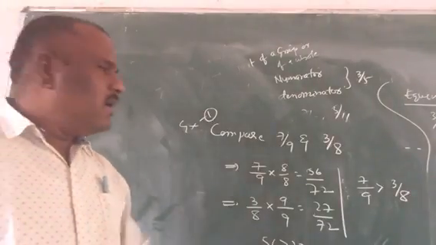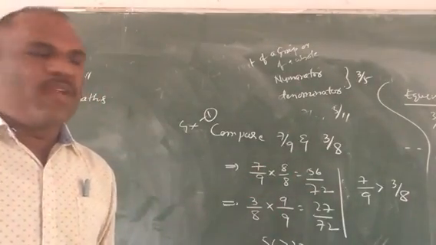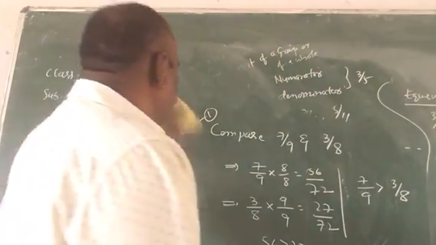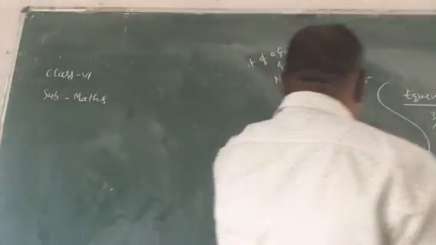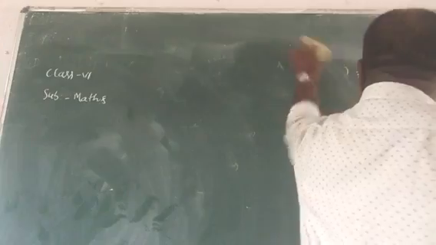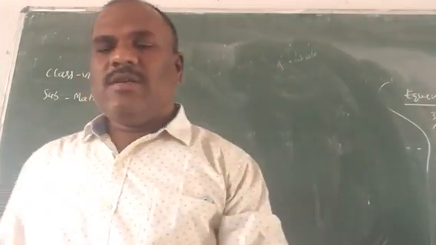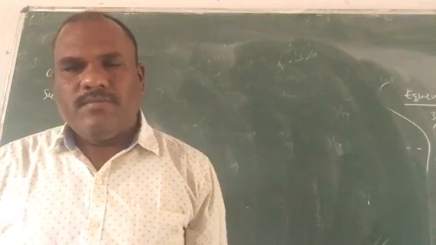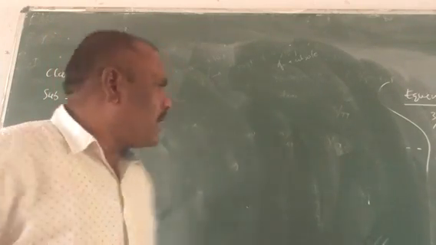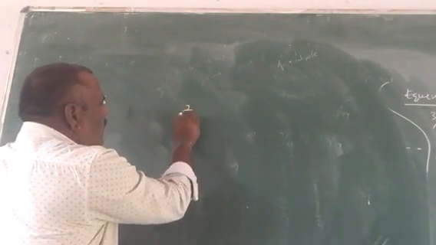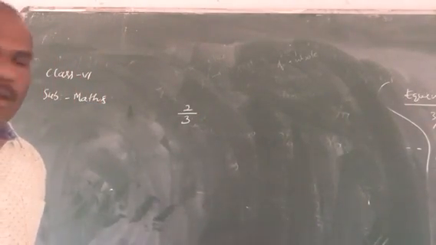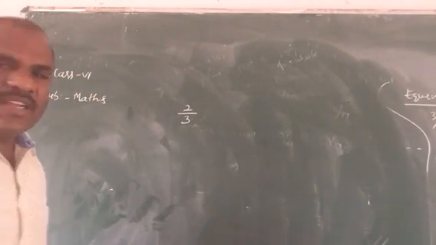So like that, we have to compare fractions. Understood, children? Next, what are equivalent fractions? Equivalent fractions means two or more fractions representing the same part of a whole. For example, 2 by 3 is a fraction. Write the equivalent fractions of 2 by 3.